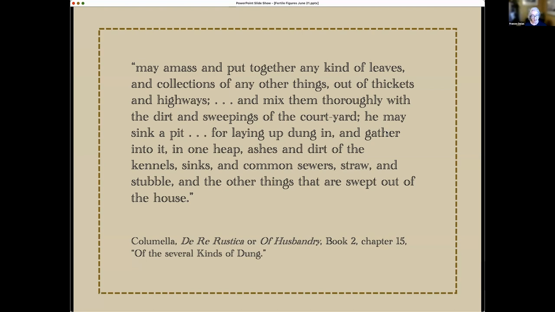As this passage makes clear, dung is not only excrement, it's any kind of organic matter that can enrich soil, particularly in its composted form. That's why so many of the verbs in Columella's passage focus on human agency. Amass, mix, put together, cut down, lay up, gather into, or sweep out. Early modern composting began with what might at first appear to be the indiscriminate collection of materials.